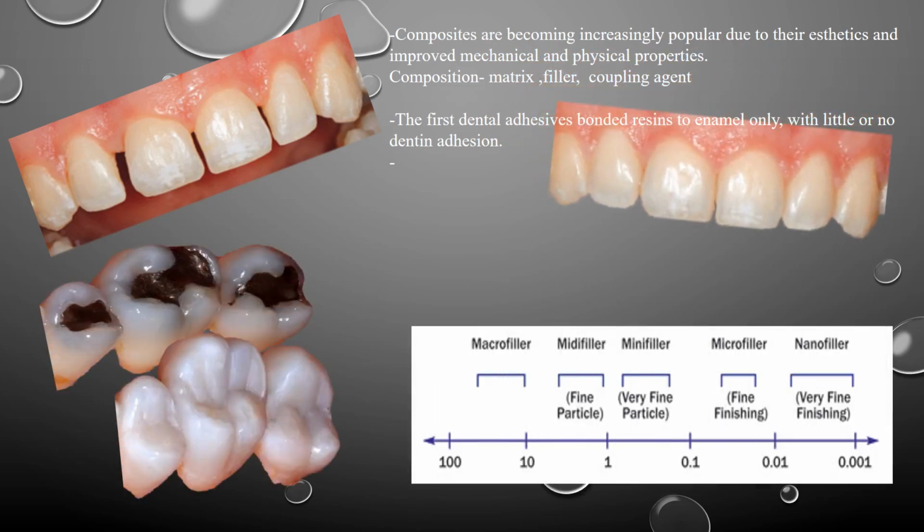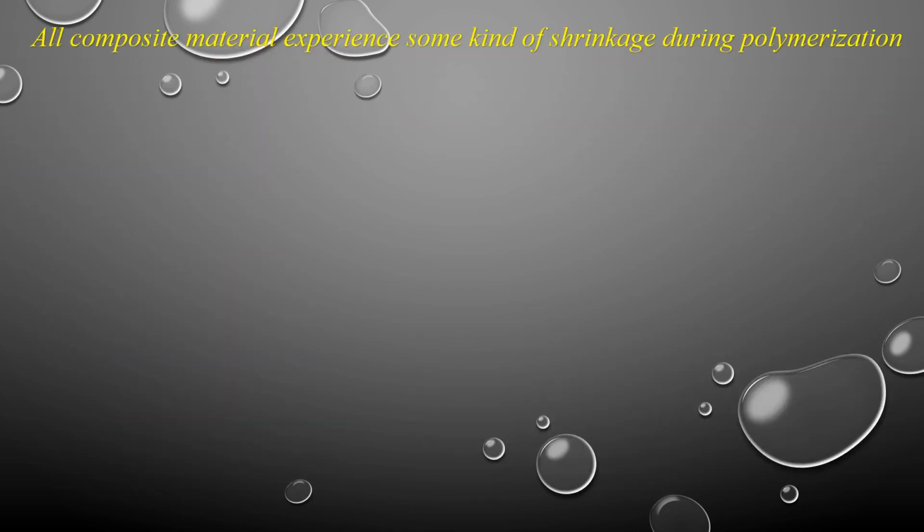Depending upon the filler content and the size of the filler, these composites have been further classified into macrofiller, midifiller, minifiller, microfiller and nanofiller. But like every other material in dentistry, composites have a few pros and cons. Similarly, composites also have a disadvantage. The disadvantage is shrinkage during polymerization.